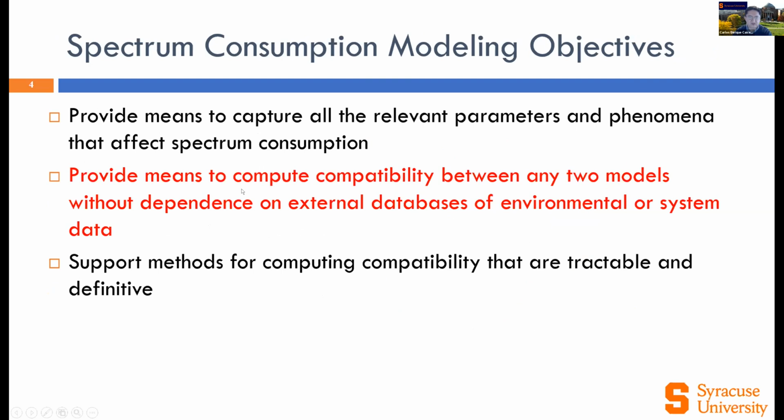One key item, which came early on in the design of these models, is to provide a means to compute compatibility between any two models without, and that's the key word there, dependence on external databases of environmental or system data. So if transmitters need to verify compatibility, by compatibility, by the way, we mean not causing interference to others. So that's what we mean by compatible. Two systems are compatible if they're not causing interference that hinders their operations. Obviously, there will be interference, but the point is that it doesn't hinder their operations. It's still within the tolerable limits that they express in their models.